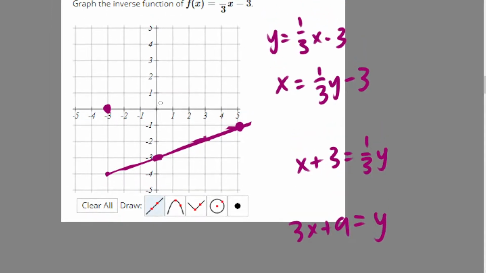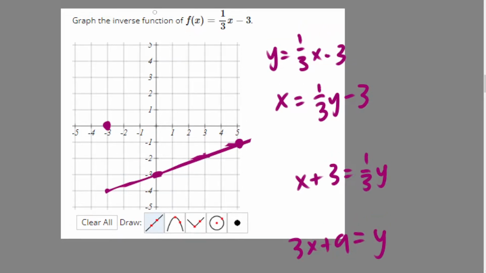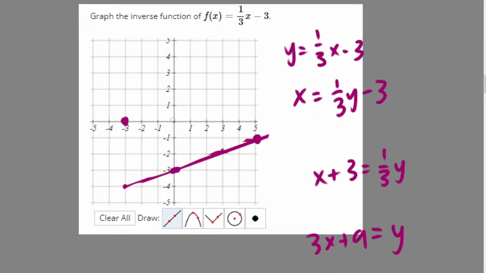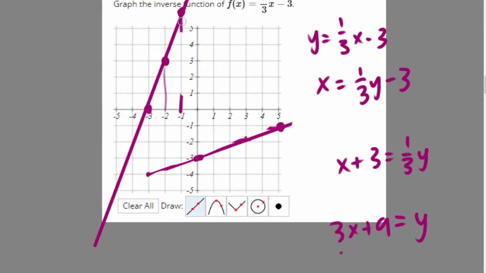And so we know that we have a plus 9 over here. And then let's say we want to know what it is for negative 1. We'll plug in negative 1 for x. That gives us 6. So negative 1 and 6. And that still doesn't reach the top of the graph. So let's say negative 2. That gives us 3. So negative 2, 3. This is our inverse. Yeah, so this is the inverse of our function.